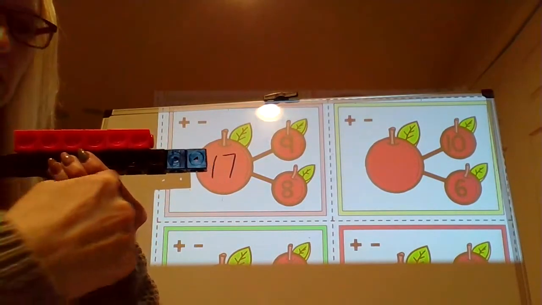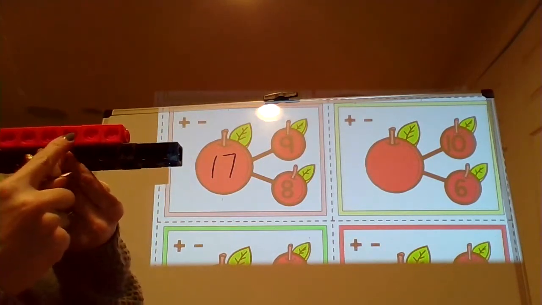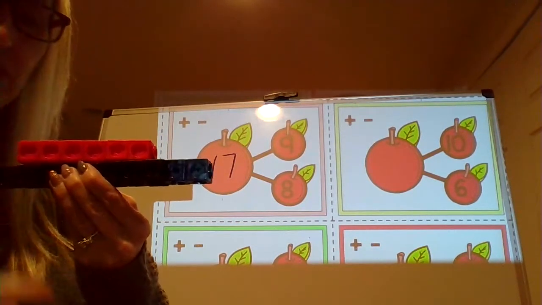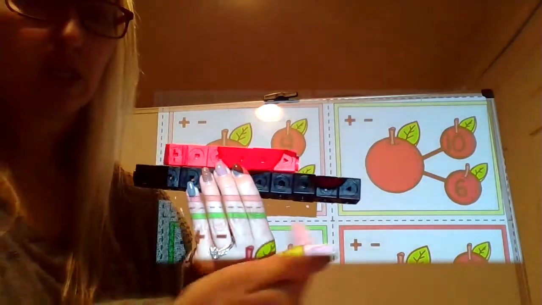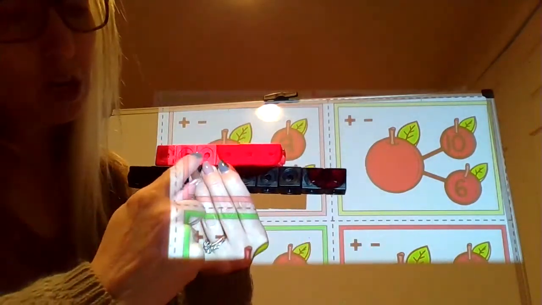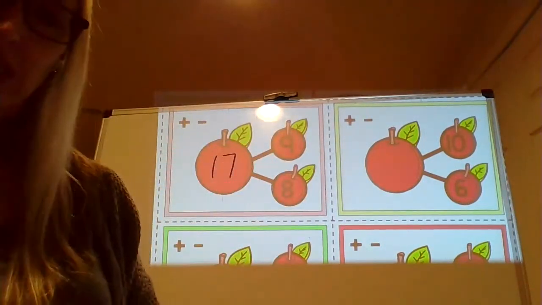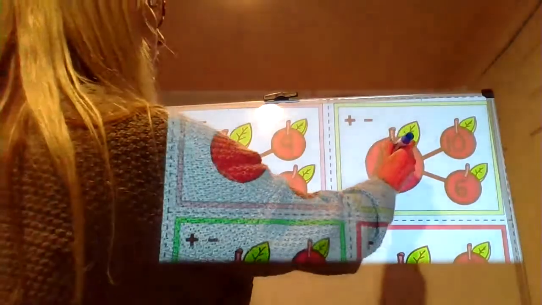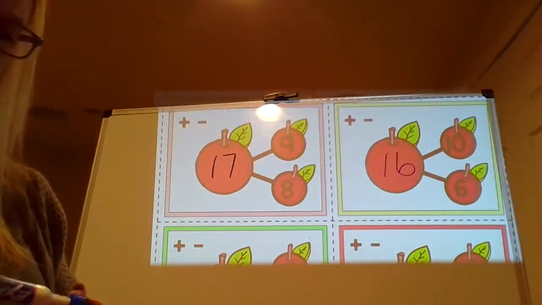Ready? 10, 11, 12, 13, 14, 15, 16. Let's do it one more time. So start with our 10. 10, 11, 12, 13, 14, 15, 16. 16. 10 plus 6 equals 16.